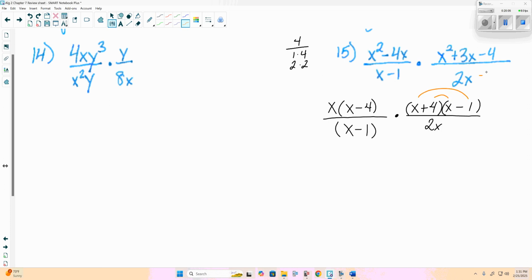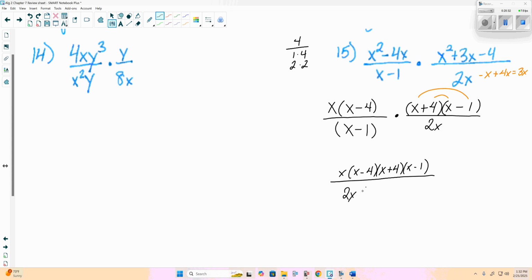X times negative 1 is negative x. 4 times x is plus 4x, giving us a middle term of positive 3x. That actually is the middle term we wanted. And we can multiply these together. And when we multiply our factors, well, we can just put the sets of parentheses next to each other.